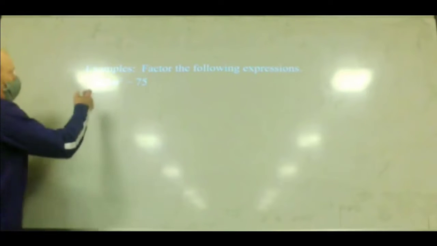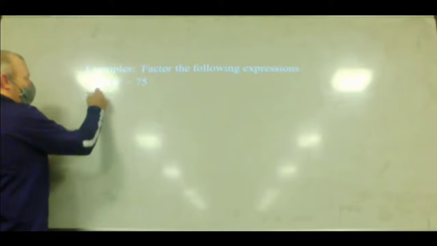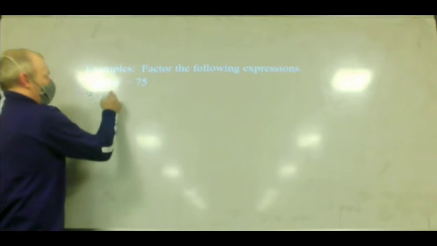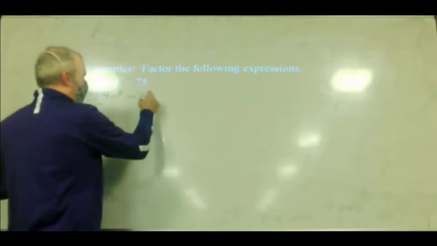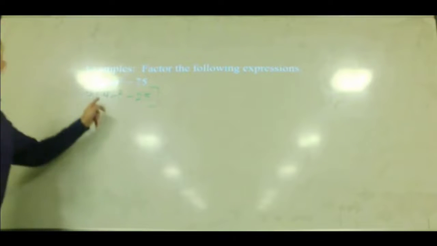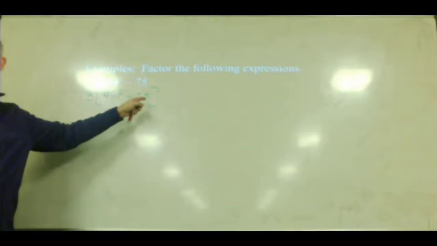But what have I been saying over and over, and we haven't been able to do it yet? Look for a common factor. Is there anything that goes evenly into 12 and 75? The answer is yes. 3. So if we factor out a 3, and I'm going to put brackets here, what's left for the first term? 4m squared. And what's left for the second term? 25. Correct, 25. Now, do we see that 4 and 25 are perfect squares?